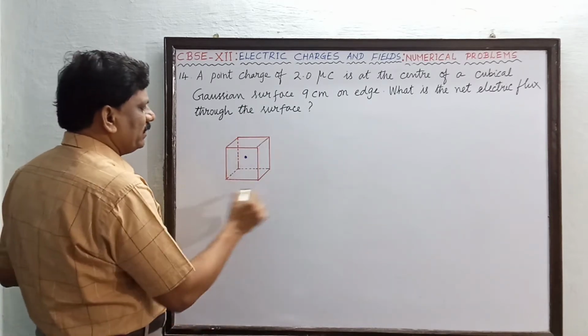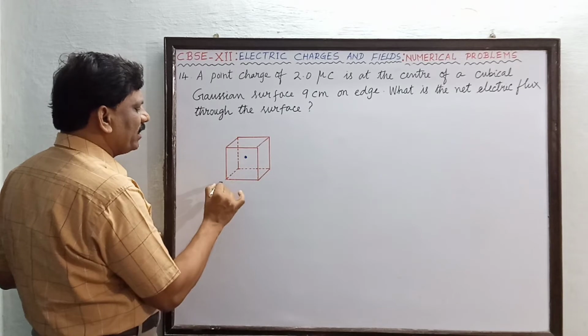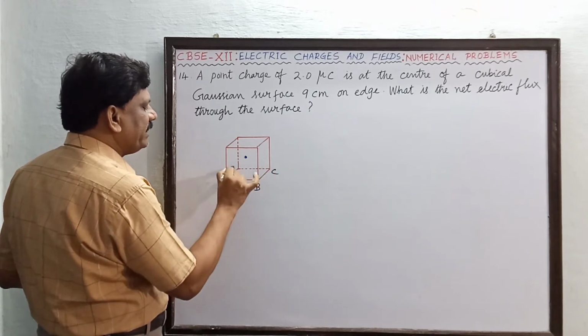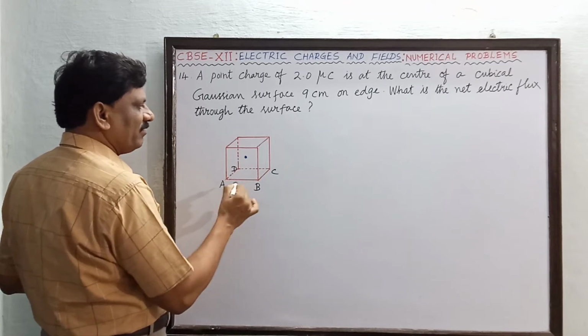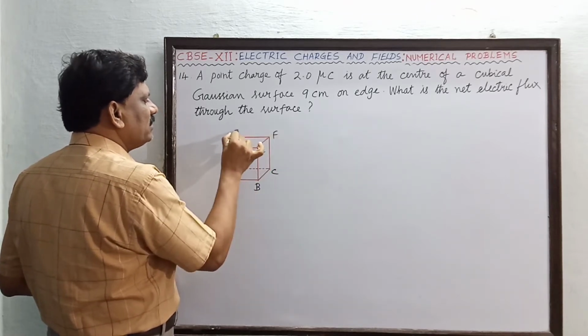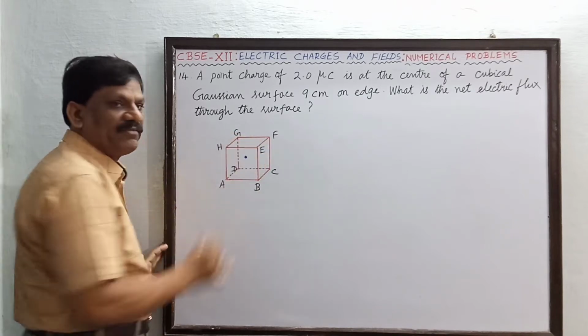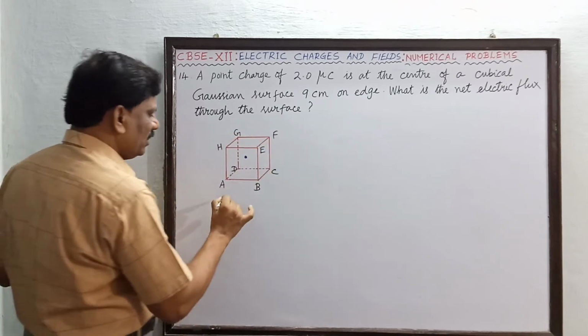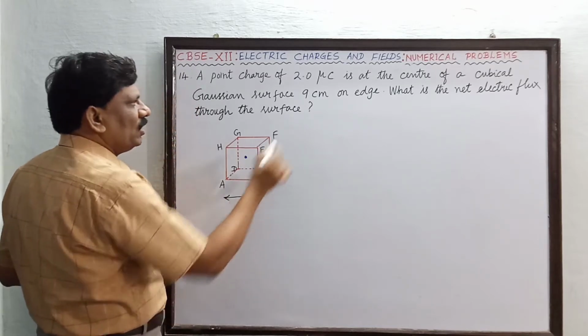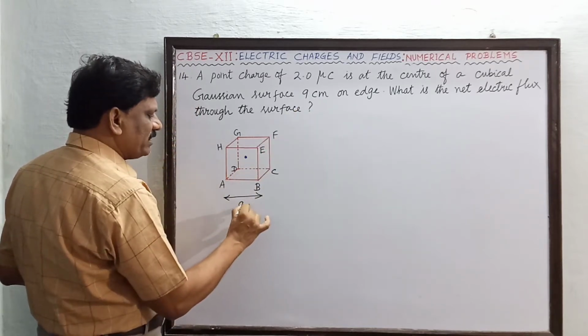So you can imagine this is a cubical Gaussian surface. A, B, C, D is the bottom surface. E, F, G, H is the top surface, so that it forms a closed Gaussian surface which is cubical in shape, whose edge is 9 centimeter.